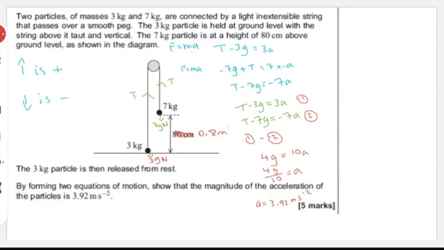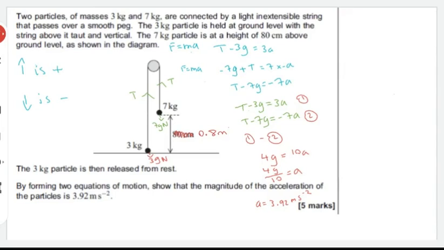When you're writing the equation for F equals ma, how do you know which number to put first? What do you mean? It doesn't matter which one goes first, you can put any, if I've understood your question correctly. Like when you wrote T minus 3g equals 3a, and the other one you put minus 7g plus T equals 7a. It would be the same either way around. For the first one, I could put minus 3g plus T if I really wanted to. Oh, okay.